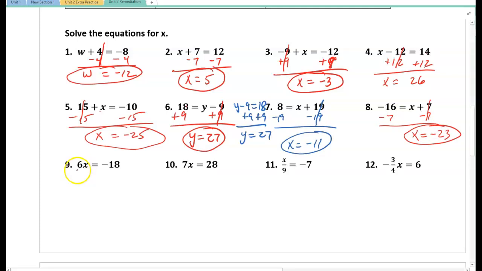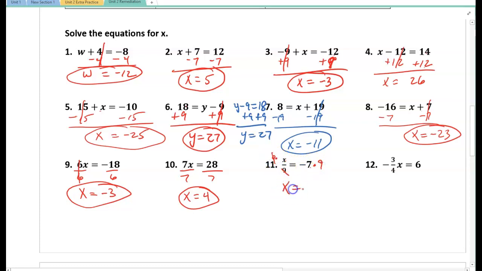Number 9. 6 times x equals negative 18. How do I undo multiplication? Using division. Those cancel out to 1. X equals negative 18 divided by 6, which is negative 3. Number 10. 7 and x are linked by multiplication, so I'm going to divide. X equals 28 divided by 7, which is 4. Number 11. X divided by 9 equals negative 7. How do I undo division? Using multiplication. These 9s cancel out. X equals negative 7 times 9, which is negative 63.